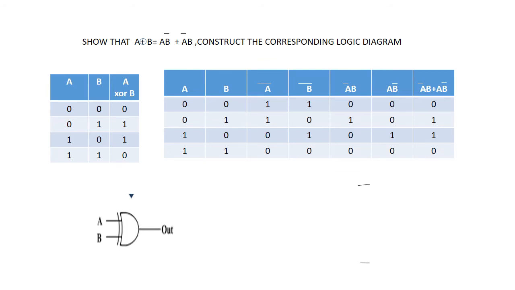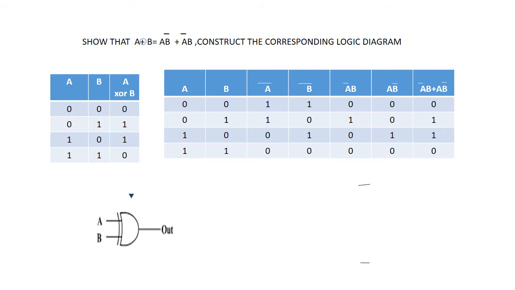For finding the value of LHS, we have the inputs A and B, and write all the possible combinations of the inputs, which is 0, 0, 0, 1, 1, 0 and 1, 1. And A XOR B, if we perform, you get the values as 0, 1, 1, 0 correspondingly for the given inputs A and B.